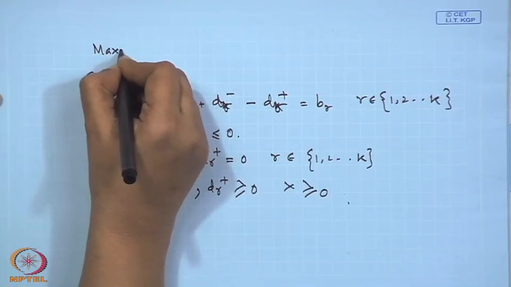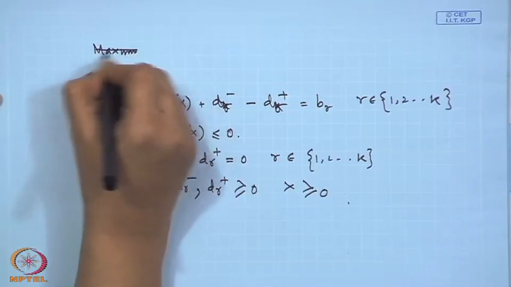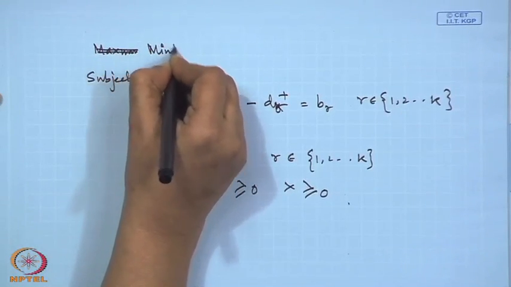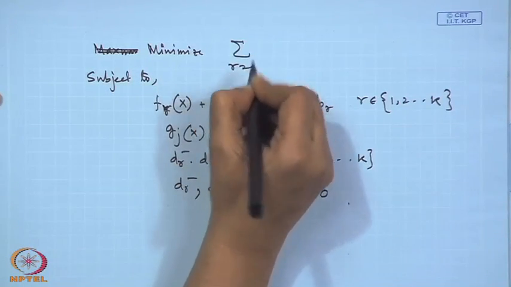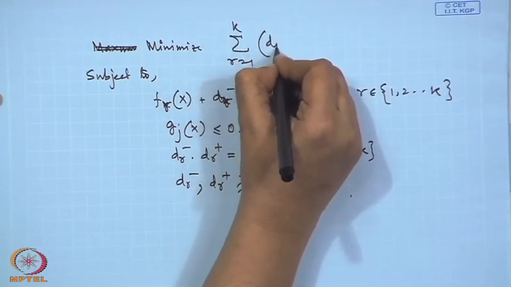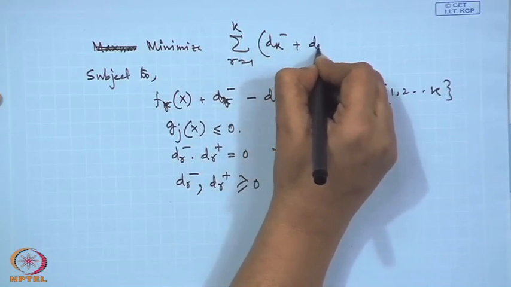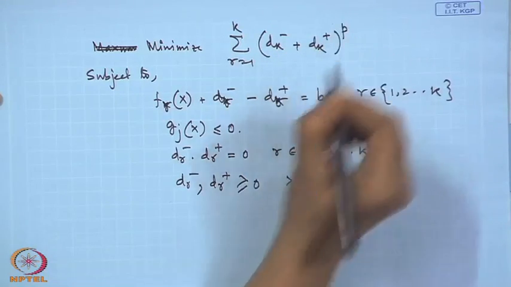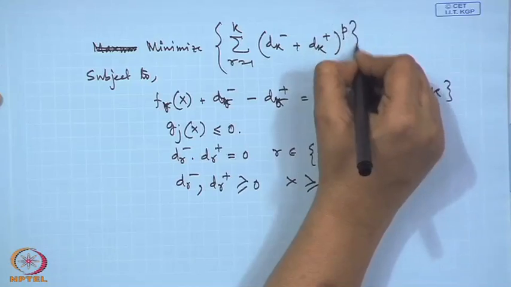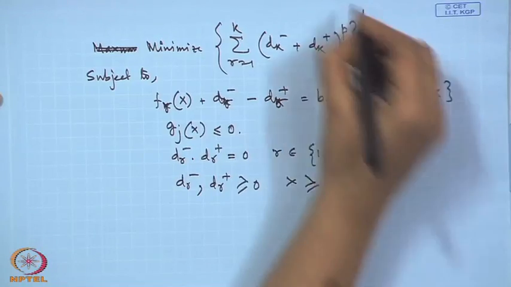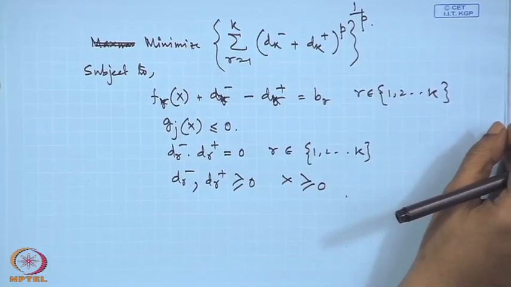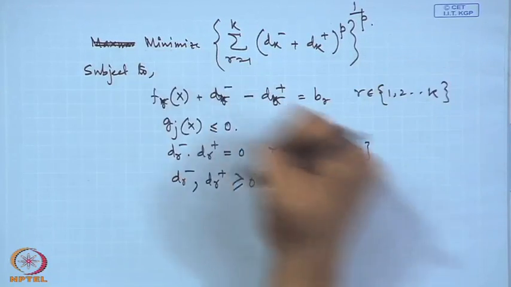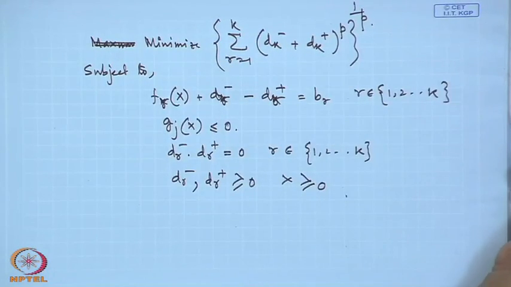And then we want to minimize some of these values. p is an integer, p can be taken as 1, p can be taken as 2, anything can be considered. In that way we can construct another single objective problem and we can solve it.